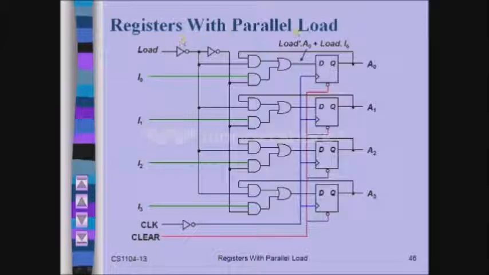In the register with parallel load, as you can see here, 4 flip-flops are used for designing the 4-bit register, and then some gates are used. These are the gates which control when the data inputs should be loaded into the flip-flops. A0 to A3 are the outputs, and these gates receive the inputs from load and the original inputs, I0 to I3, as well as the outputs as a feedback element.